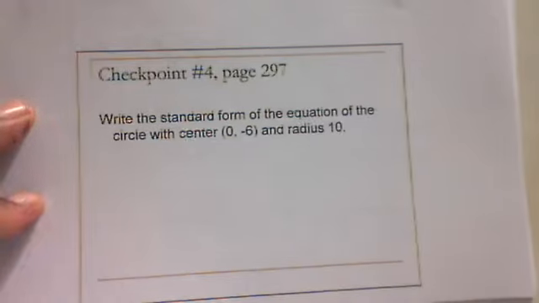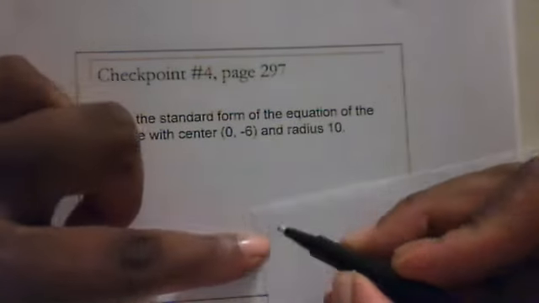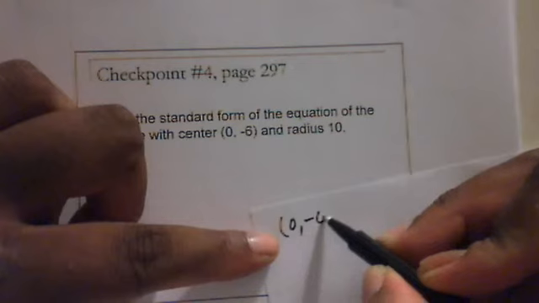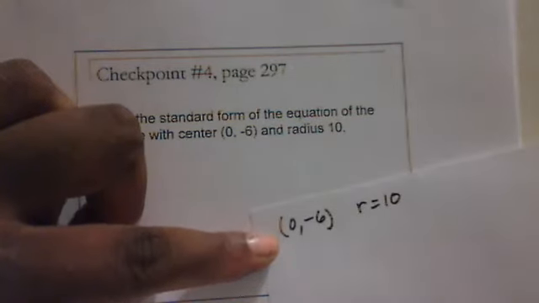Now let's say the center was 0, negative 6, and the radius is 10. And we want to write the standard form of the equation of that circle. So here the center is not at the origin. It's at another point, 0, negative 6. And the radius is 10.